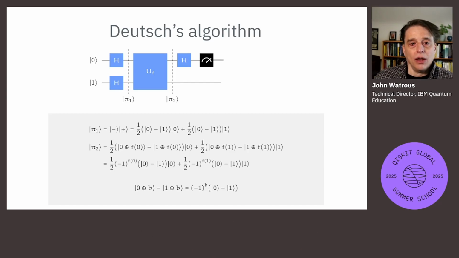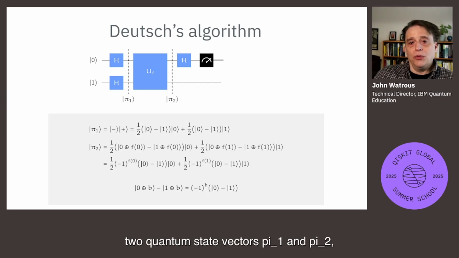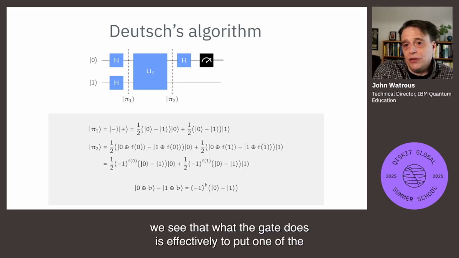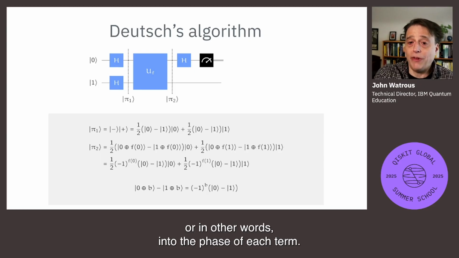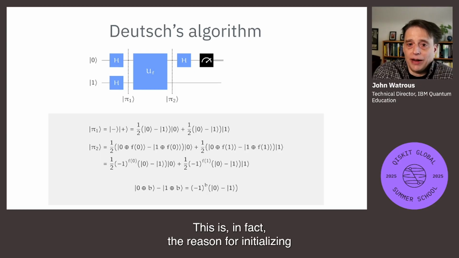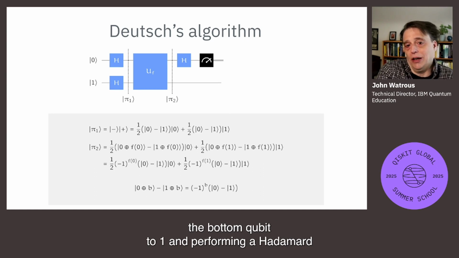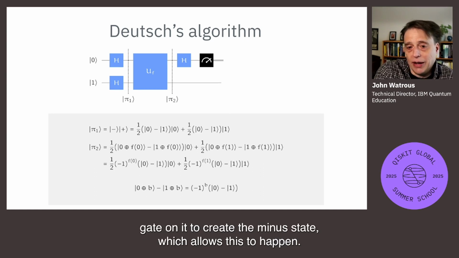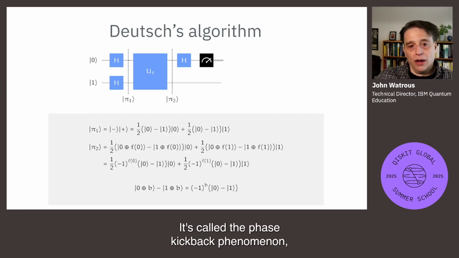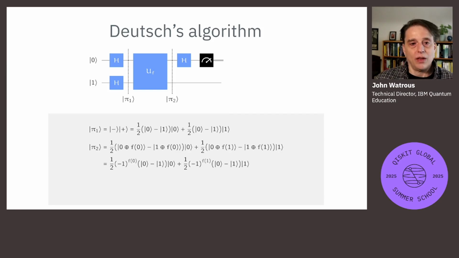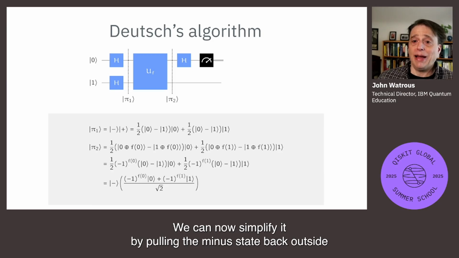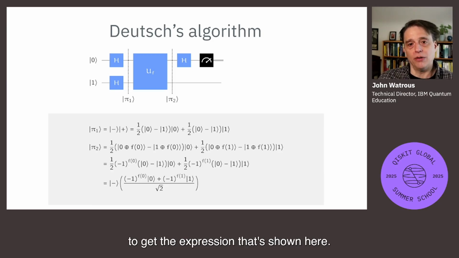So, when we compare the two quantum state vectors, pi1 and pi2, we see that what the UF gate does is effectively to put one of the two values, f of 0 or f of 1, into the exponent of negative 1, or in other words, into the phase of each term. This is, in fact, the reason for initializing the bottom qubit to 1 and performing a Hadamard gate on it, to create the minus state which allows this to happen. It's called the phase kickback phenomenon, and we'll come back to it in a few moments to have another look at it. We can now simplify by pulling the minus state back outside to get the expression that's shown here.